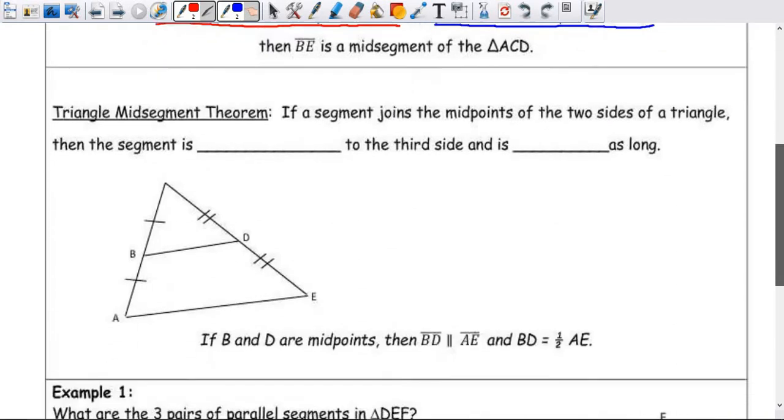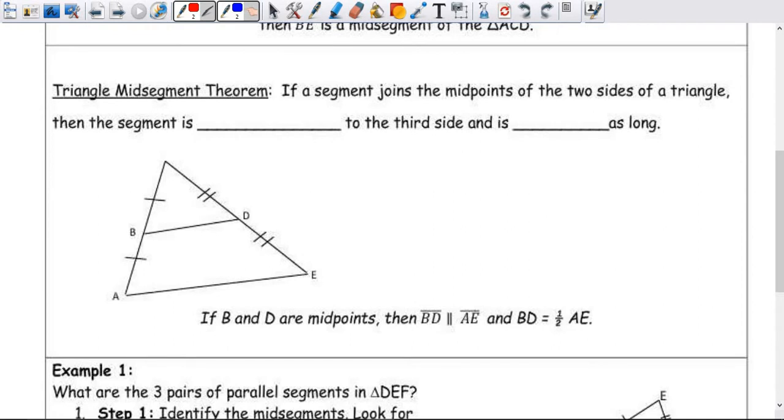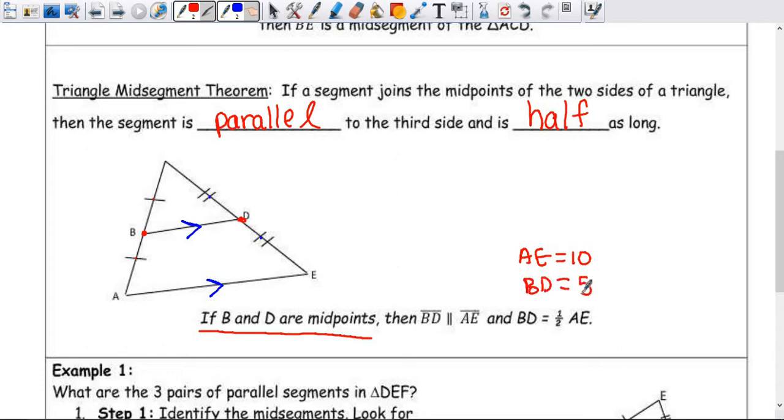Okay. So your triangle mid-segment theorem says if a segment joins the midpoints of two sides of a triangle, then the segment is parallel to the third side and is half as long. So if B and D are midpoints, and we know they're midpoints because of these congruency markings, then BD is parallel to AE, and BD would be half as long as AE. So if AE was 10, for instance, BD would be 5.